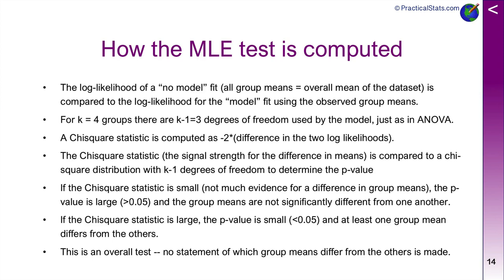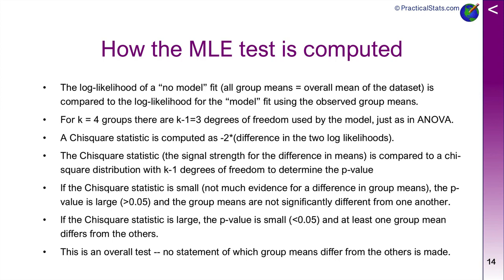So you can get an error measure back for that no model fit, no difference between groups, and then compute a log likelihood for the model fit based on fitting your data using these group assignments. And so we're going to get back a log likelihood for each. And there will be a statistic, the chi-squared statistic, that's computed as -2 times the difference in the two log likelihoods. I won't go into today the reason why it's -2.